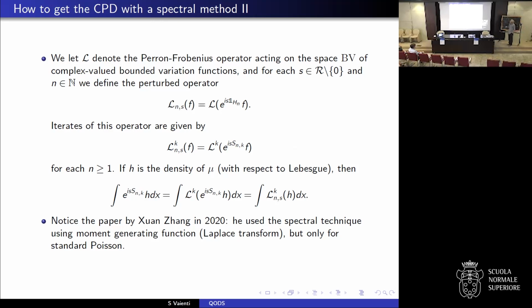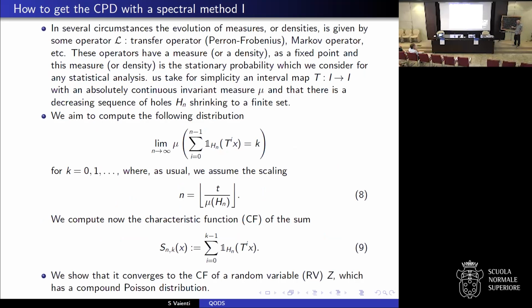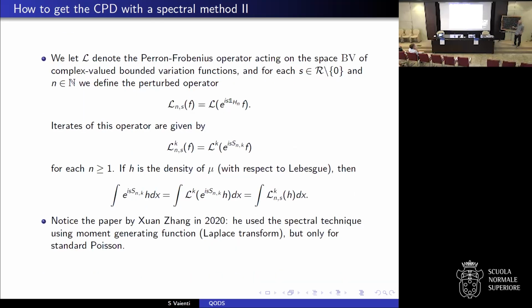And now you iterate this operator k times. It comes to iterating k times the unperturbed operator applied now to this exponent, where now we have the Birkhoff sum of the S_n, along the orbit. And now, a very simple observation: the characteristic function of S_n^k, I remind you S_n^k was exactly this object here, is exactly equal to the k-th power of this perturbed operator applied to the density. Okay, let's see. So since we have this, now we know what to do.